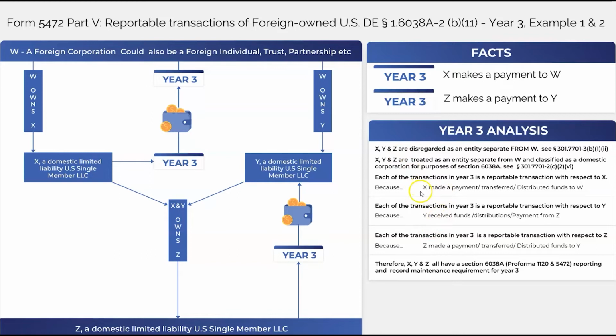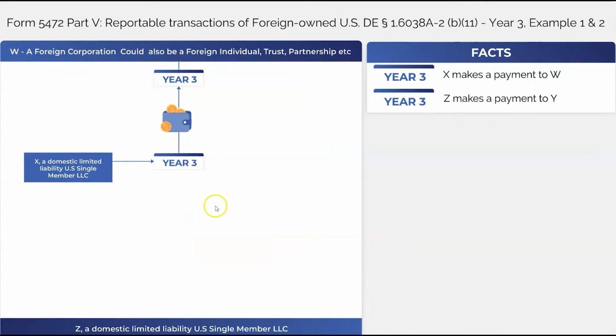Now let's look at each of the transactions that happen and look at the IRS analysis. So the IRS says that each of the transactions in year 3 is a reportable transaction with respect to X. Now when we say with respect to X, it means that X is the company or the entity that's responsible for filing the pro forma 1120 and 5472 or the information return, and not the W. W does not file the information return. It's only X that files the information return.